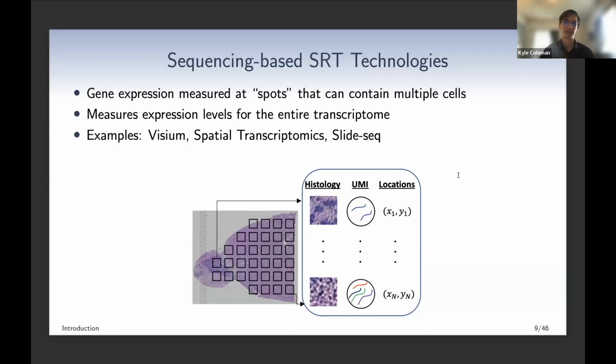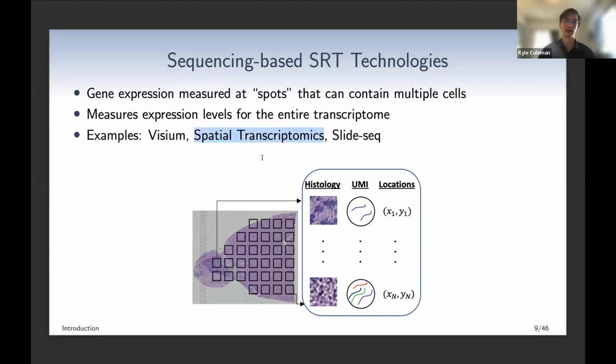And the size of the spots and the number of cells per spot varies greatly depending on the technology that is used and the tissue section which is being analyzed. For 10x Visium, which is one of the newest sequencing-based SRT technologies, the spot size is approximately 55 microns in diameter, and the number of cells is typically between 1 to 10 per spot on average.